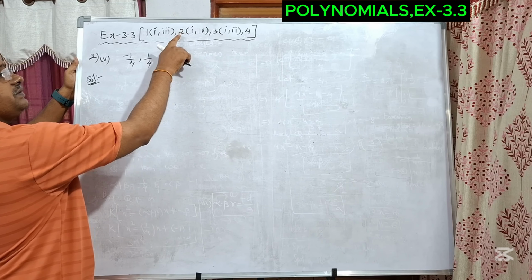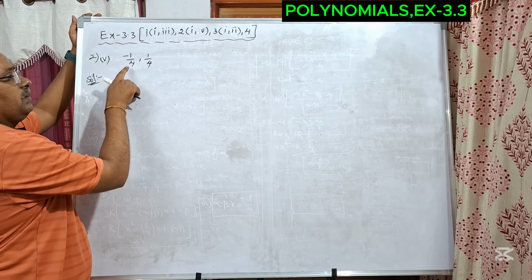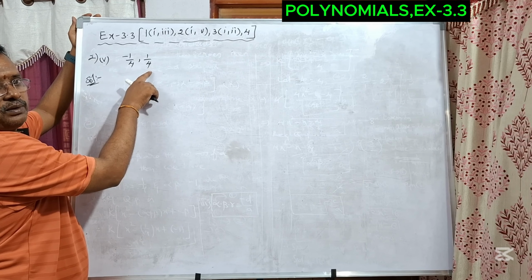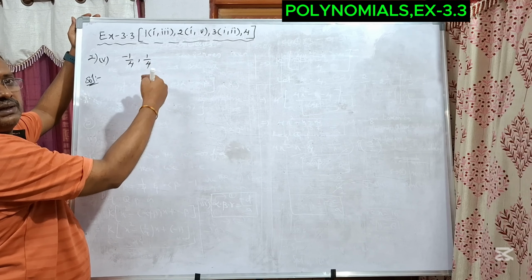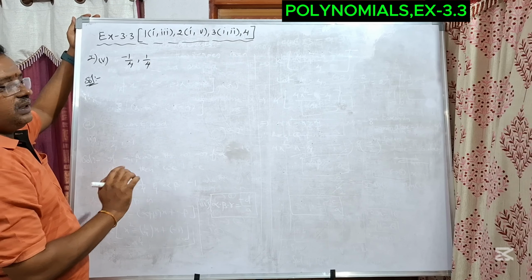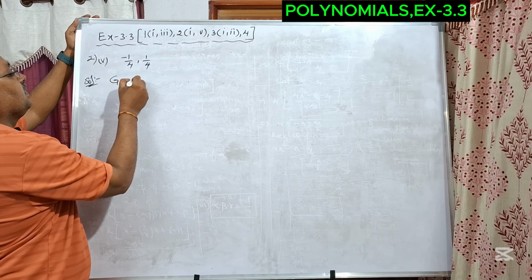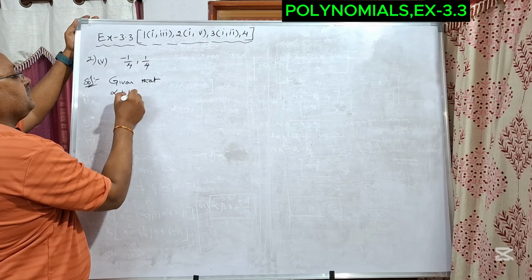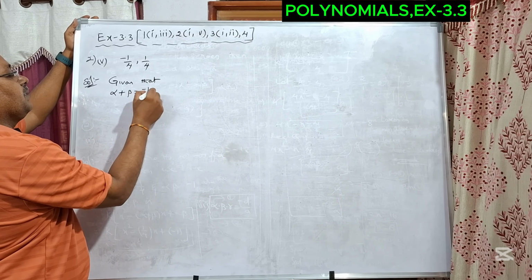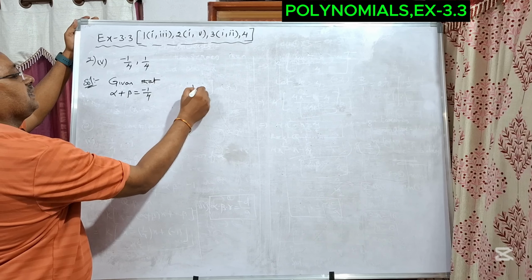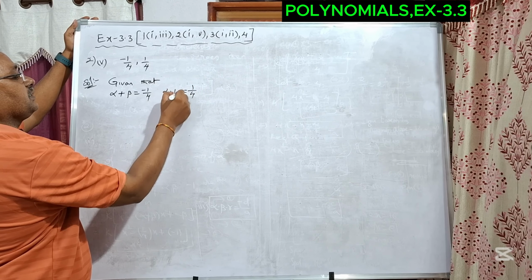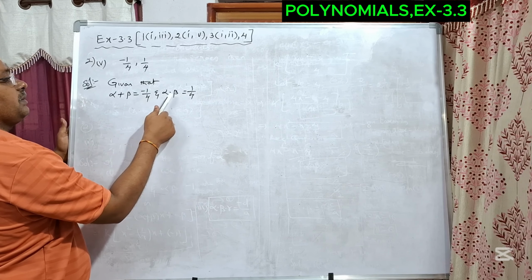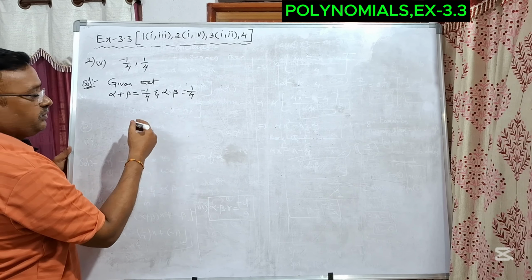Second problem from this second bit. The two numbers are minus 1 by 4 and plus 1 by 4. These two are the sum and product of the two zeros of the quadratic polynomial. Then find its value. Given that this is the sum of the zeros, alpha plus beta, with value minus 1 by 4, and this number is equal to the product of the zeros, alpha into beta. So given that alpha plus beta equals minus 1 by 4, alpha into beta equals 1 by 4.